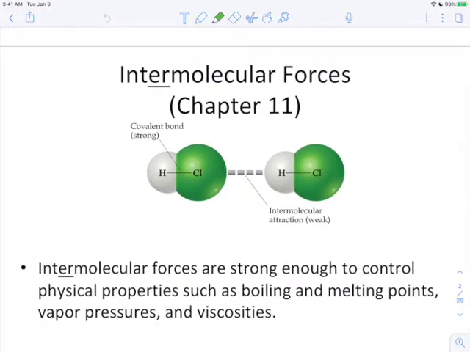So again, these intermolecular forces are extremely weak. However, they are strong enough to control physical properties like boiling and melting points, vapor pressures, and viscosities. So just to give you one more analogy of what we're talking about.